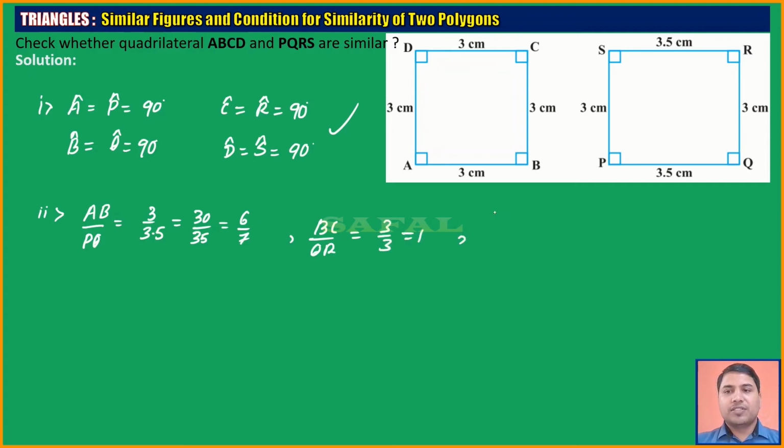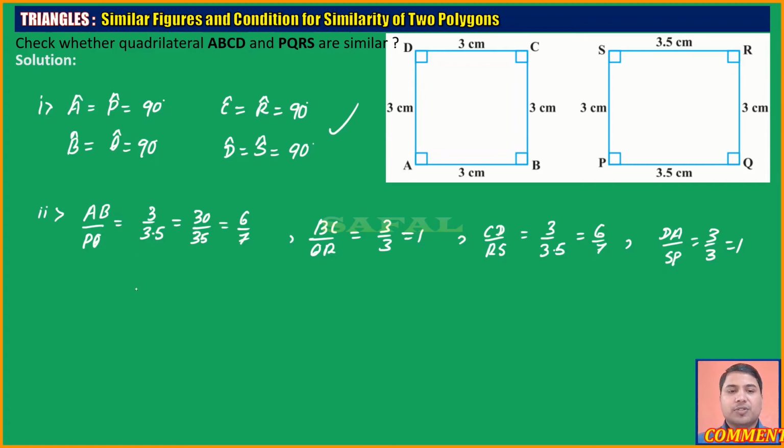If I am looking at CD by RS, again 3 by 3.5, that we have found, 6 by 7. And DA by SP, that is again 3 by 3, so that is 1. So here I can see that the sides are not proportional.